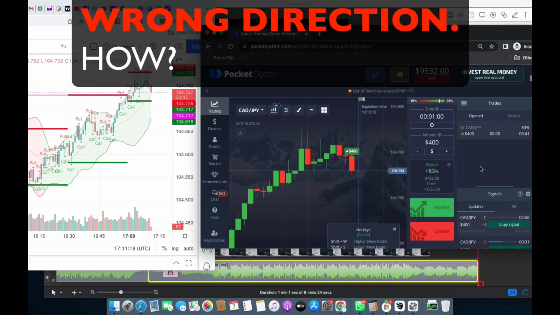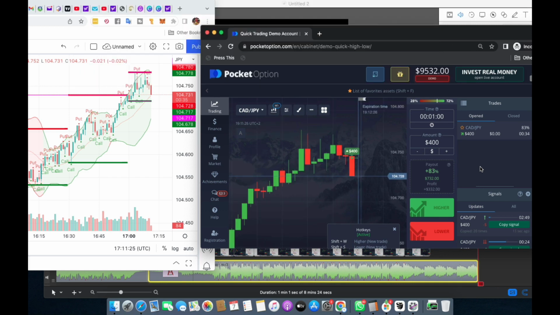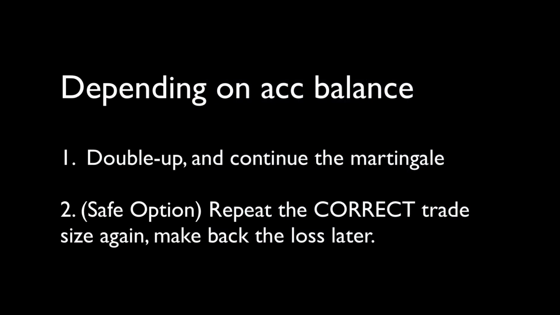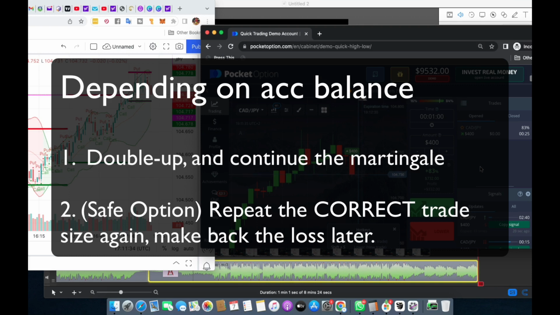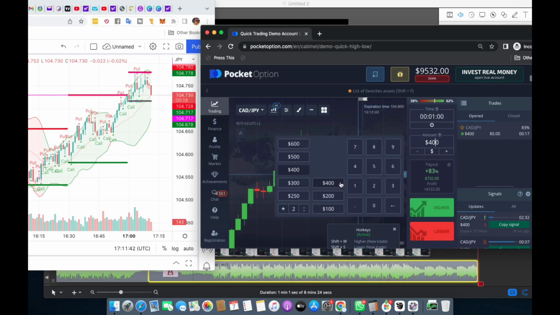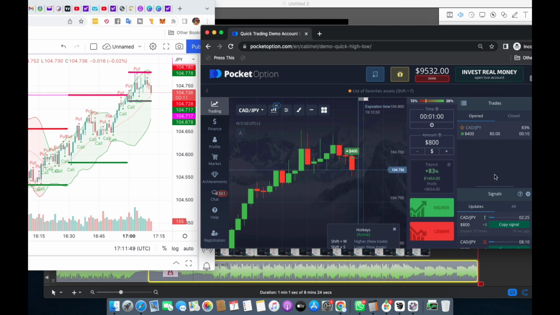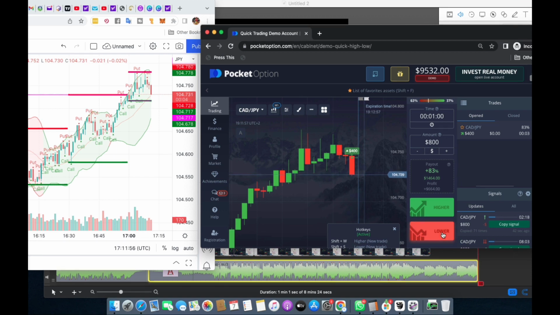This trade, we made a little bit of an error in the last seconds. And this can happen sometimes. So I'm kind of glad it happened so I can talk about it. Depending on the size of the account, we can actually continue with the sequence. Or we can actually repeat the last trade, which is the error trade, and then make back some of the loss. But in this case, I'm going to go for the double up. So there is no new signal, we're going to go with the same direction.